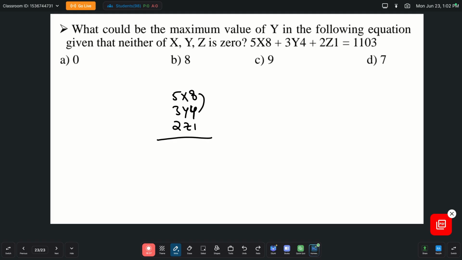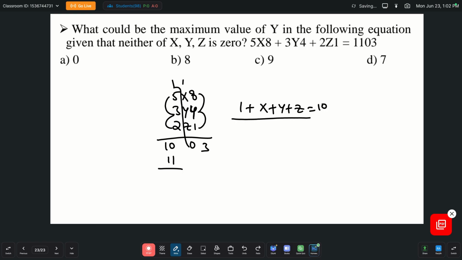5 plus 8 plus 4 equal to 12 hmm, 12 plus 1 equal to 13. Then 5 plus 3 equal to 8, 8 plus 2 equal to 10. But we need to get 11, in the sense whatever the sum, 1 plus x plus y plus z. So here we are getting 11. To get 11, this should be carrying will be equal to 1. In the sense this should be 0 and this should be 10. So 1 plus x plus y plus z equal to 10, and 1 goes to the right side. This will be equal to x plus y plus z equal to 9.